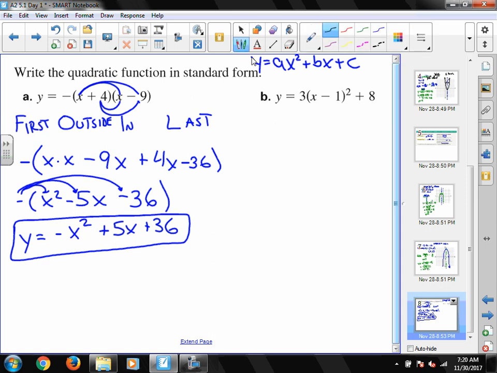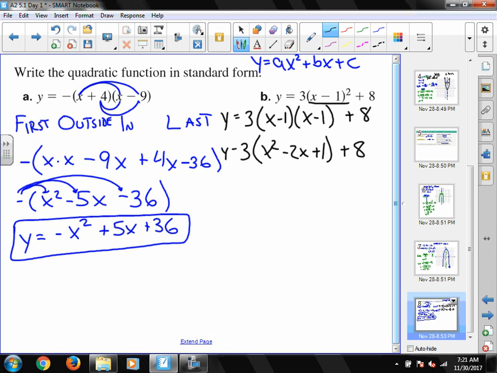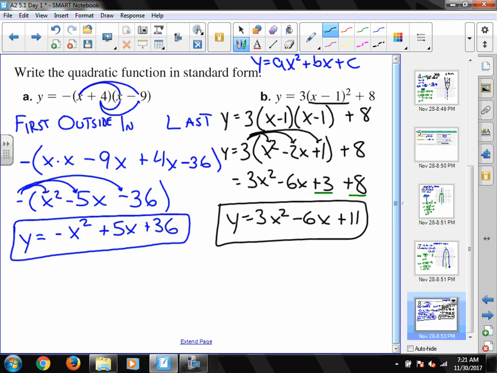Then for part B, same idea. The only difference is how we're going to handle this x minus 1 squared. So you're going to get 3 times x minus 1, and squared means I'm multiplying it by itself, x minus 1, plus 8, not 1. I'm going to FOIL this real quick for you, just to cut down the time on this video. So you're going to get 3 times x squared minus 2x plus 1 plus 8. And we're going to distribute our 3 to everything inside our parentheses, you're going to get 3x squared minus 6x plus 3 plus 8. And now I collect my like terms, which happen to be my 3 and my 8. And I'm going to get y equals 3x squared minus 6x plus 11. And there it is in standard form.